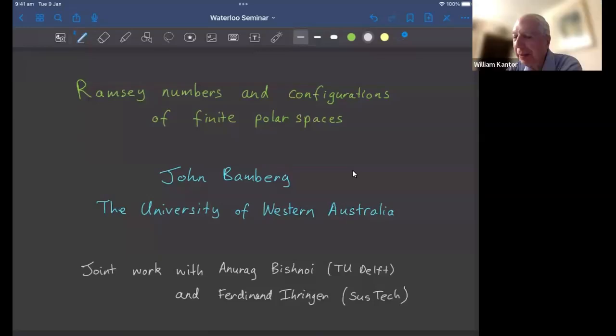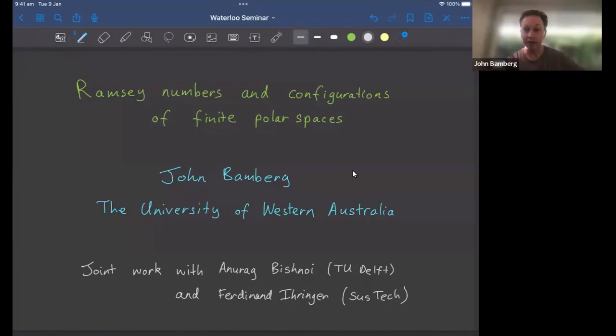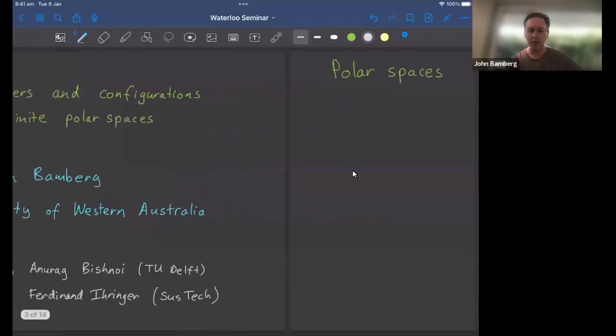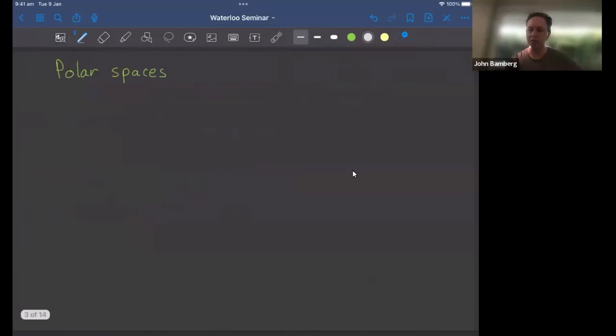Okay, so it's about a connection between two different subjects, and it's joint work with Anurag Bishnoi and Ferdinand Ihringer, and it has a little bit of finite geometry at the beginning and a little bit of enumerative combinatorics, Ramsey theory, towards the end. So polar spaces is the finite geometric thing that I want to first introduce. I'm not going to go through the details. I'll just give you a gist of what they are. So they are geometries, finite geometries. I'll be talking about finite geometries of points, lines, planes, and so on.